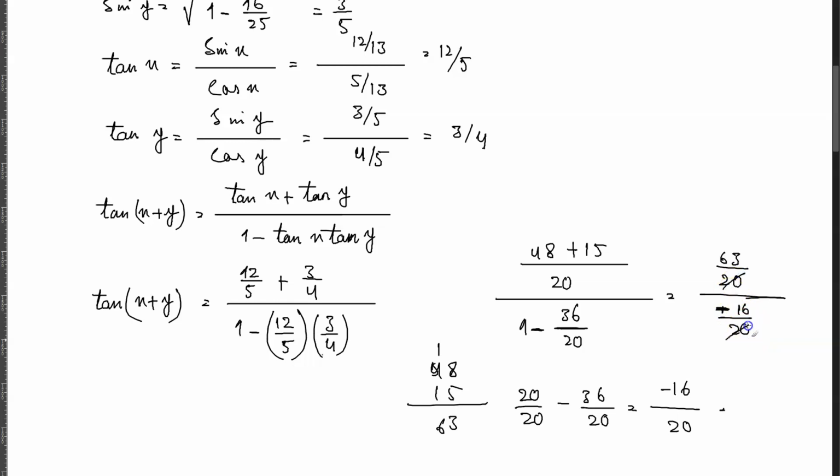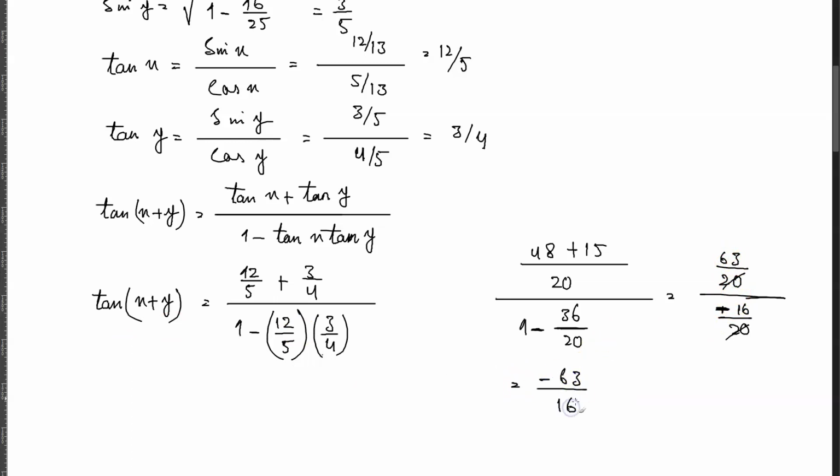These two will be cancelled out, and so you would have basically negative 63/16. 63 is 9 times 7, so you cannot simplify this. That is the same thing as negative 63/16.